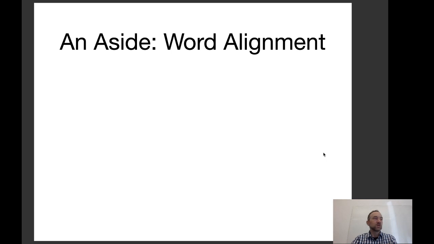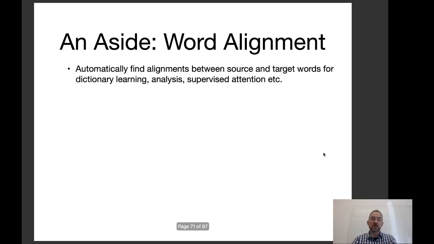So how do we either learn dictionaries or find aligned words in the source and target languages? Basically, there's a task of word alignment. Word alignment used to be a really fundamental element of learning our models before neural machine translation. But now with neural machine translation, it's not used quite as widely. But basically, the idea is that we automatically find alignments between the source and the target words in a particular sentence, and we can do this for dictionary learning, analysis, supervision of attention, like I talked about last time, etc.